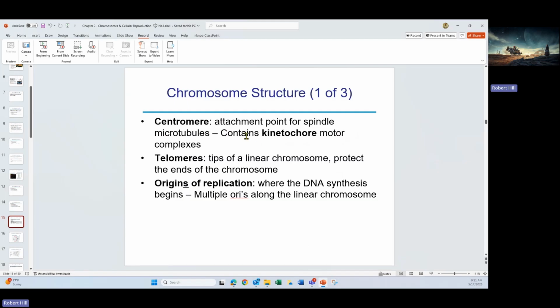And there are motor complexes near that spindle called kinetochores, which are really complex protein complexes, and they are going to help delineate which cell the chromosome goes to, right? Does it go to this daughter cell or the other?